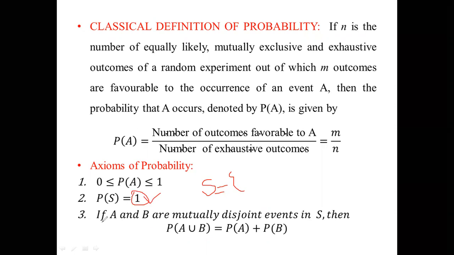And the third one is, if A and B are mutually exclusive or disjoint, then the probability of A or B, or probability of A union B, is equal to probability of A plus probability of B, because the probability of A intersection B is equal to 0 when they are mutually exclusive events. We'll see examples on this.